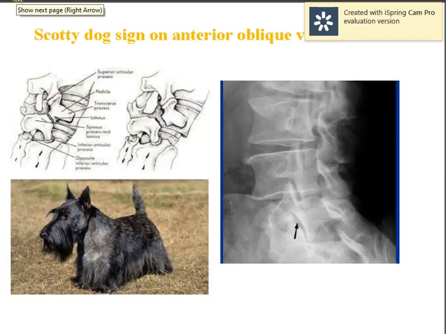So now we have come to the most important aspect, which is very popular and common. We should know the Scotty dog sign on the AP or anterior oblique views of the X-ray. Now see here, this is the dog appearance, this is the neck of the dog, and this is the break here. This is the pars interarticularis, the neck, the collar. So if the neck of the imaginary dog is broken, then you can see the translation of the vertebra going away from the original position.